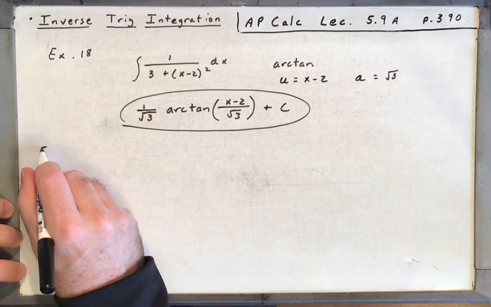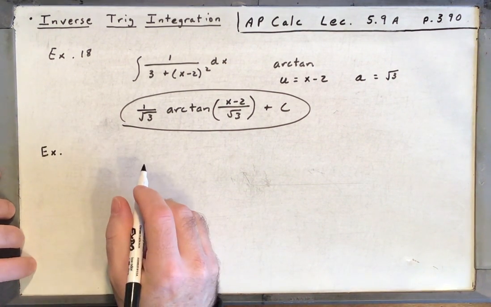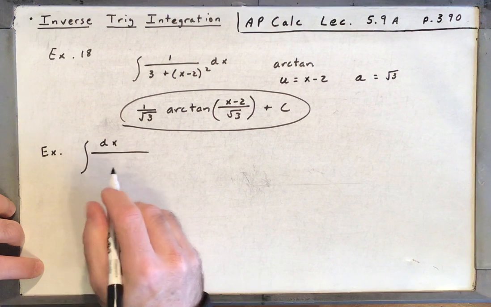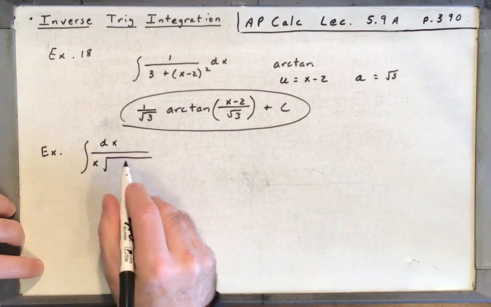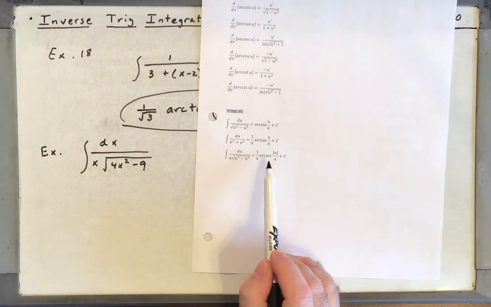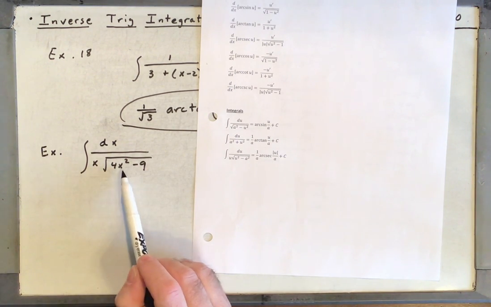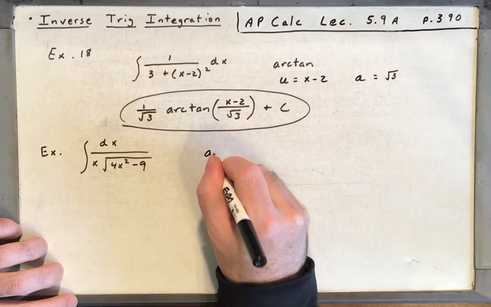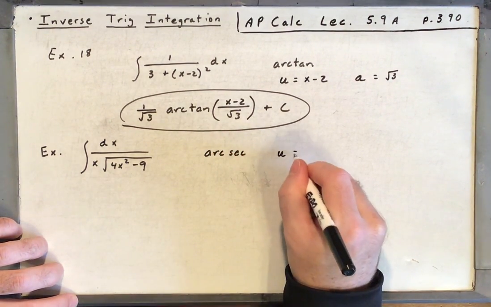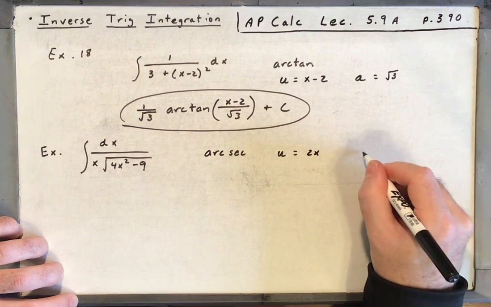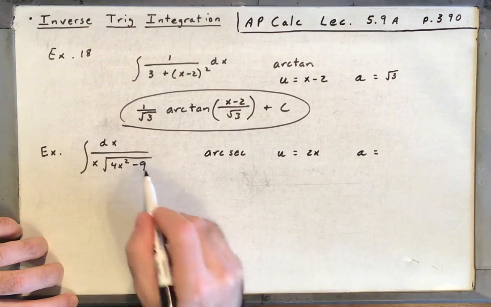Okay, let's do one more example in this video. And this one doesn't come from the book, so we're going to integrate dx over x times the square root of 4x squared minus 9. So looking at your integrals, the one that this looks like is arcsecant because you have that x out front. All right, looks like arcsecant. So if we try to figure out u and a, u would be the square root of 4x squared. Well, that's 2x. A would be the square root of 9, which is 3.